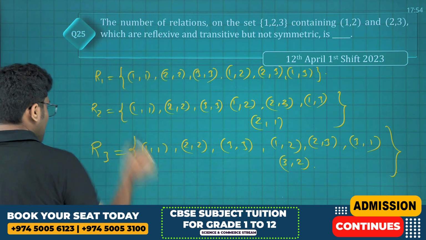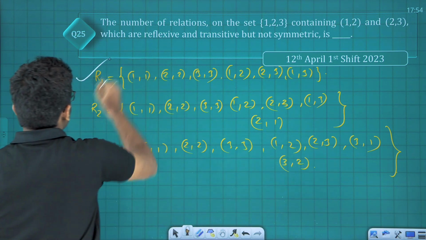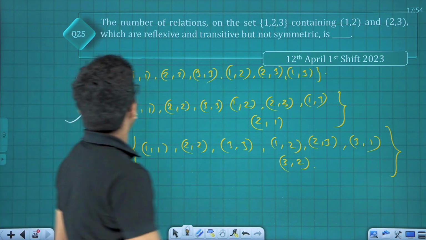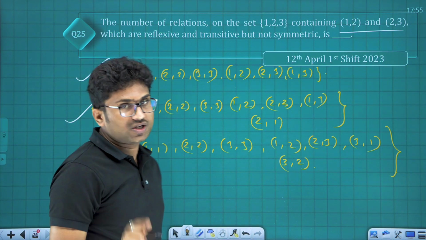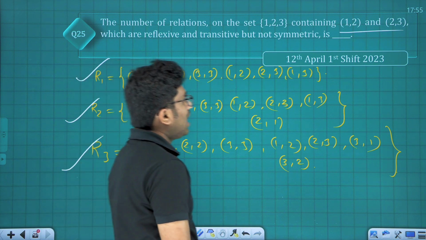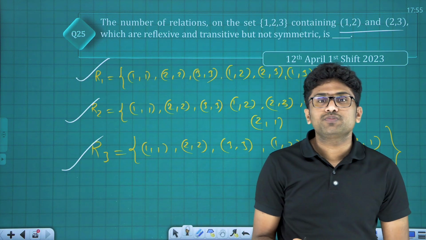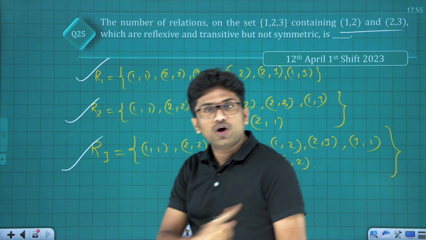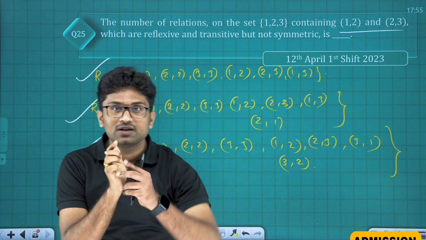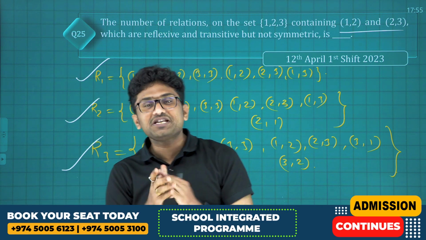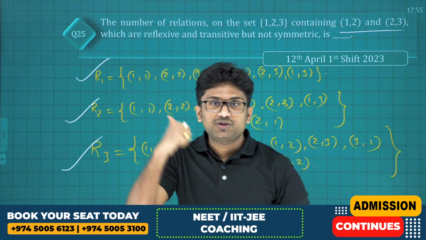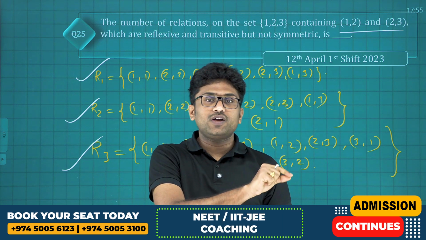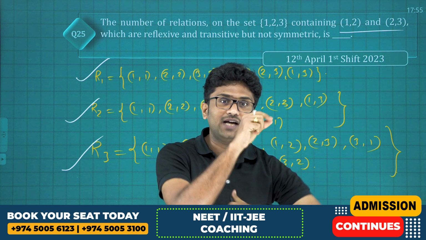So we can only form 3 relations containing (1, 2) and (2, 3) which are reflexive and transitive but not symmetric. Clear, friends? In this session we have covered all the questions from the chapter relations from the years 2024, 23 and 22.